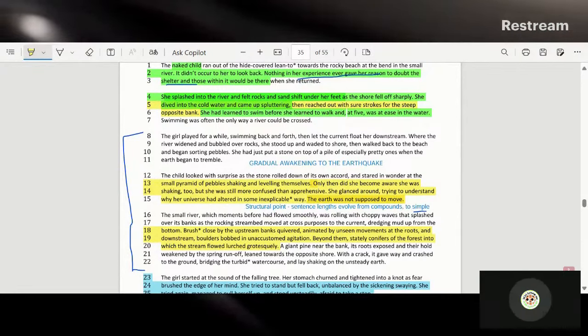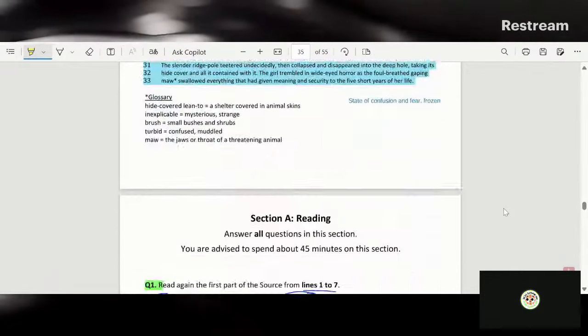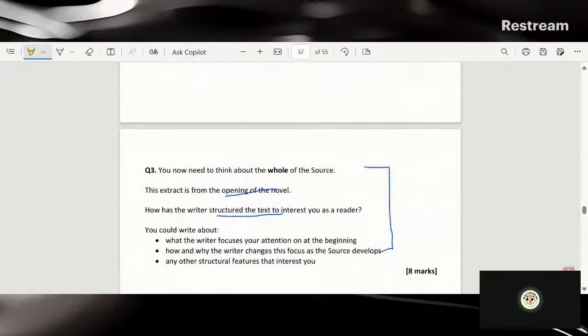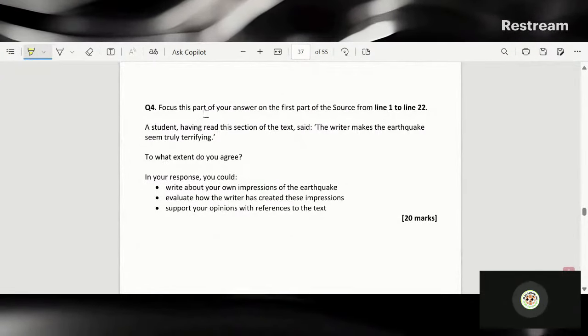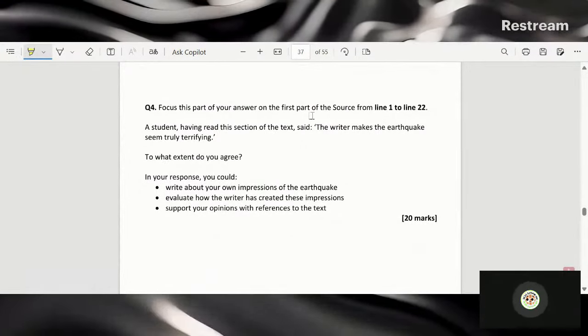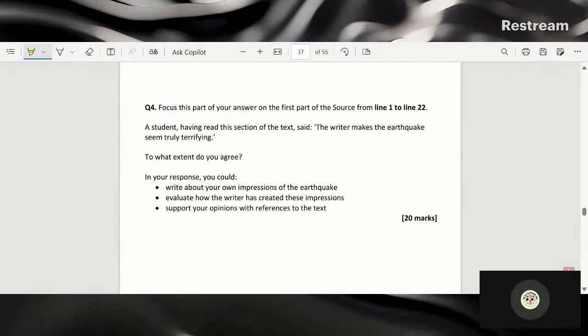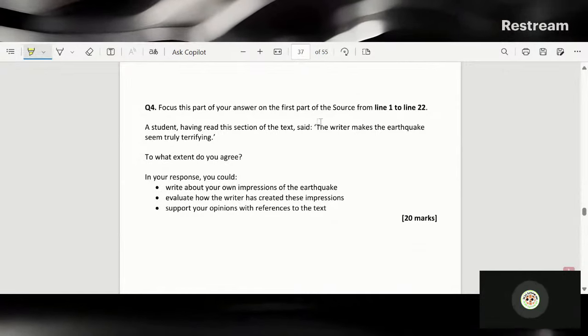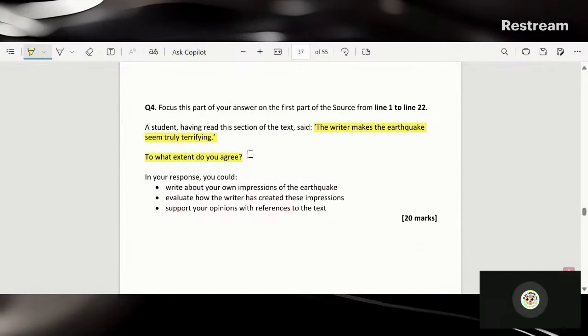Okay, we're now moving on to question 4, which is the last question that we'll be doing. So it's a 20 marker. Focus this part of your answer on this first part of the source from lines 1 to 22. A student, having read this section of the text, said, "The writer makes the earthquake seem truly terrifying. To what extent do you agree?"